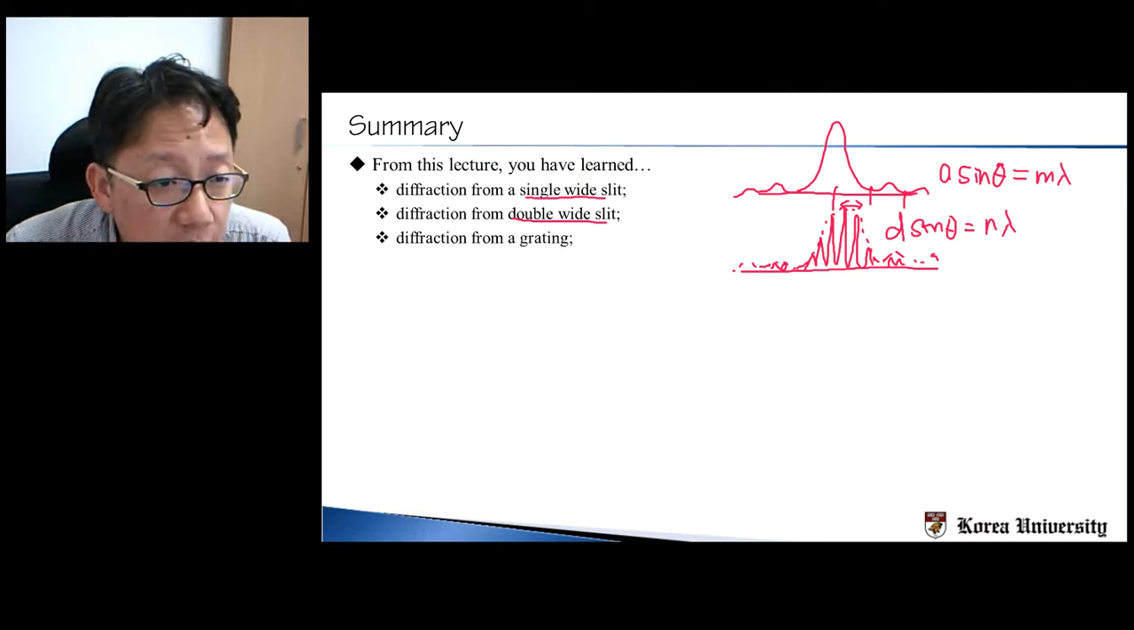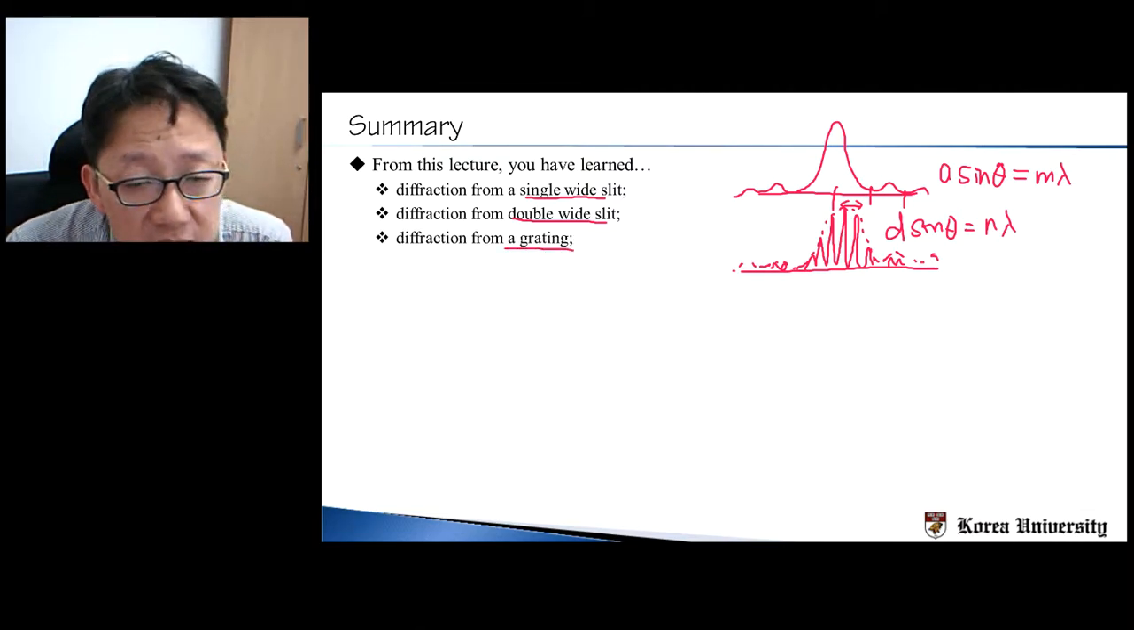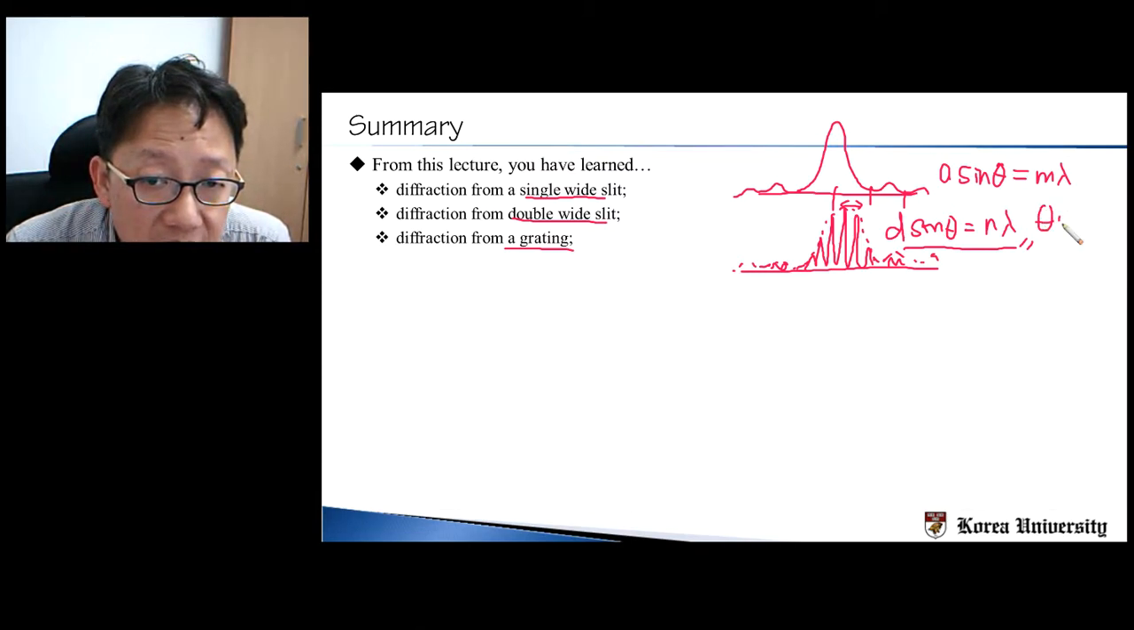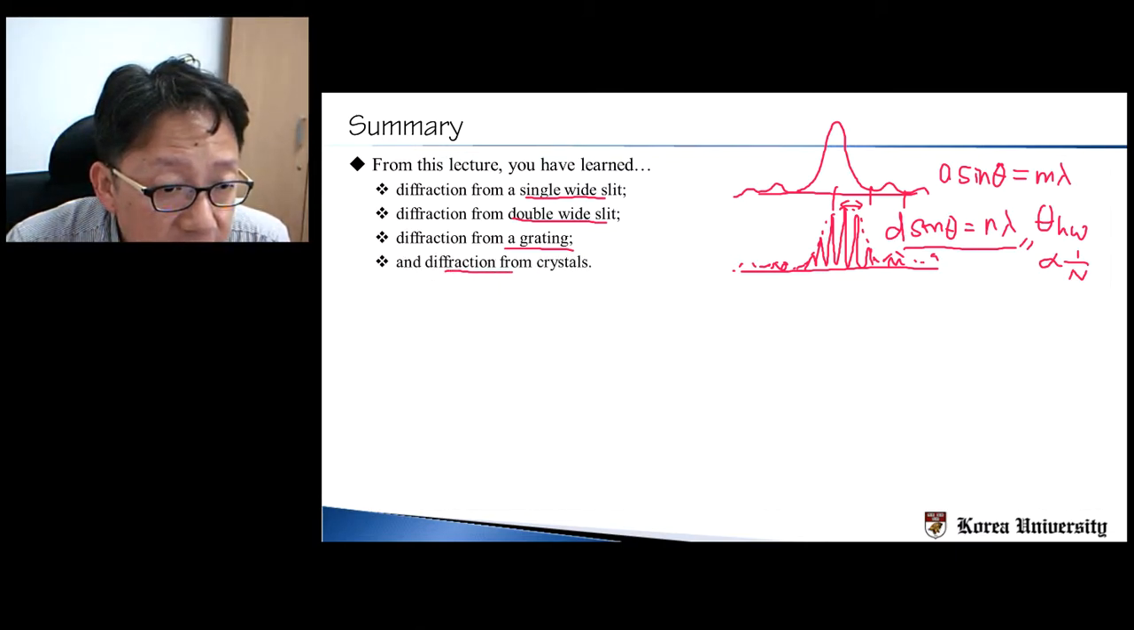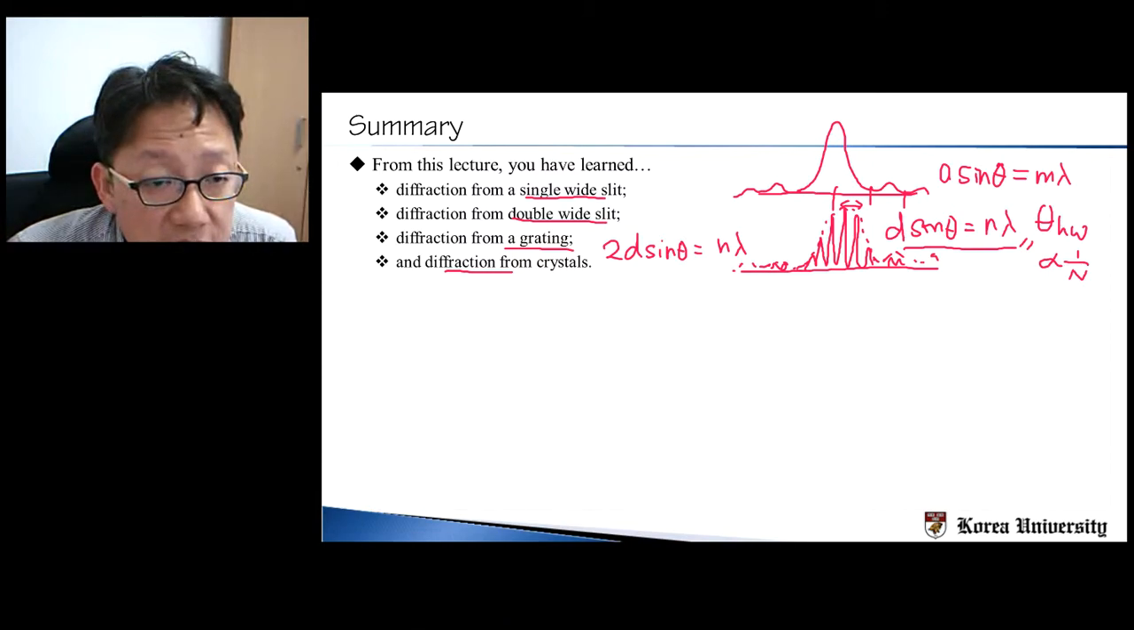And we also learned the diffraction from a grating. The constructive interference conditions for the grating were the same as the double slit case, but the width of each peak was inversely proportional to the number of gratings. So if you have many gratings, then the peak will become sharper and sharper. And finally, we learned the diffraction from a crystal, in which Bragg's law is written with the factor 2: 2d sine theta is equal to n lambda. Please compare all these and try to remember. If you understand all this, it'll be great.